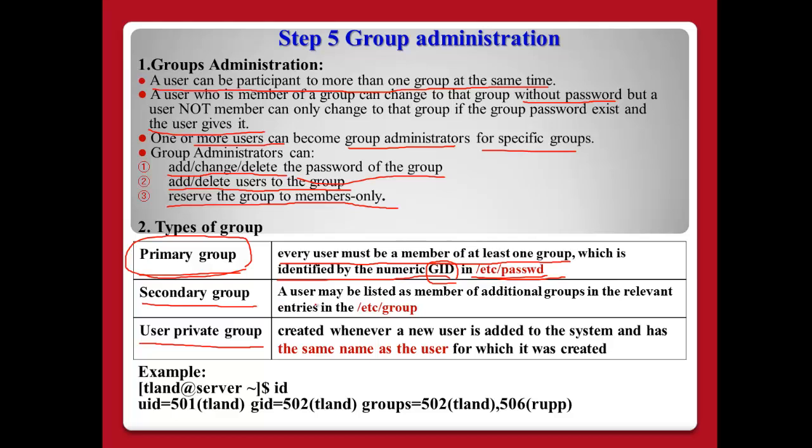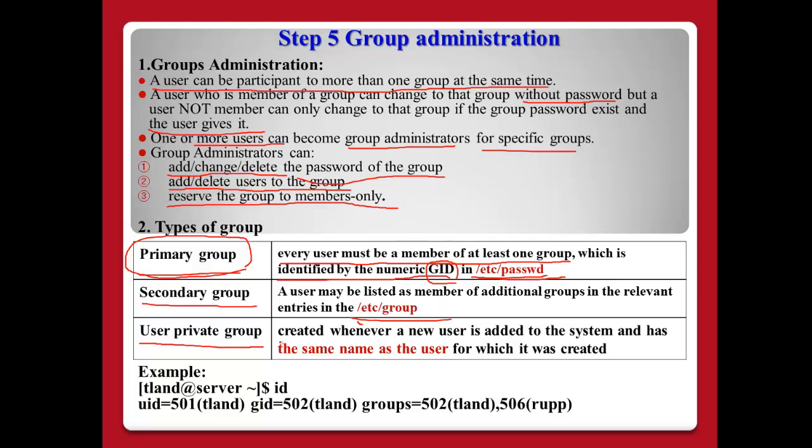Secondary group: a user may be listed as a member of additional groups in the relevant entries in the /etc/group. So each user can belong to several groups. In this case, the other groups except the primary will be the secondary groups, and the secondary group at first cannot attend the group permissions.